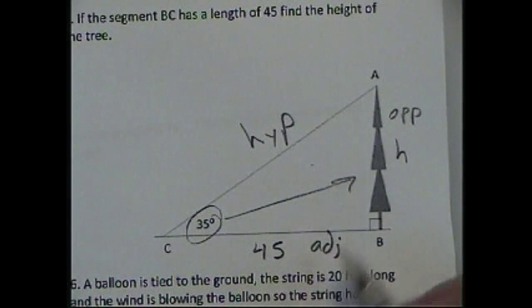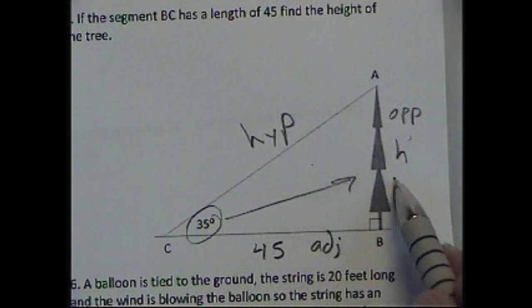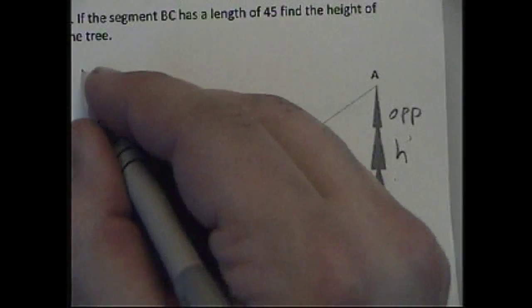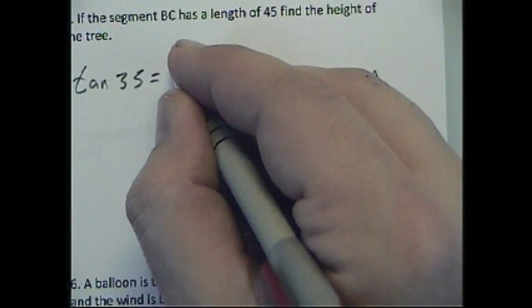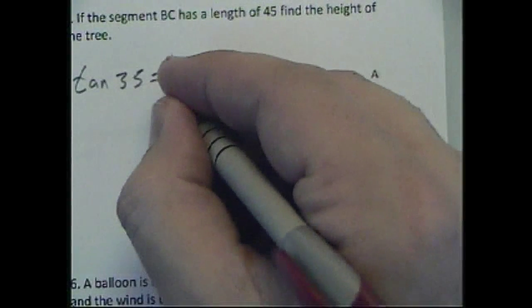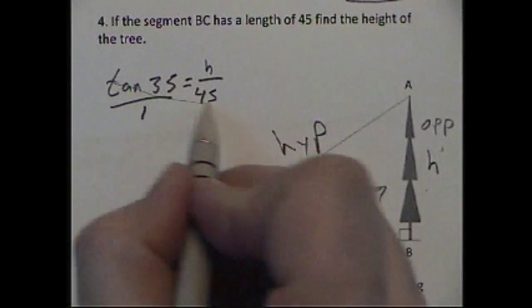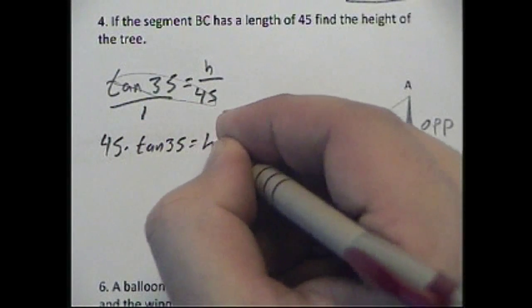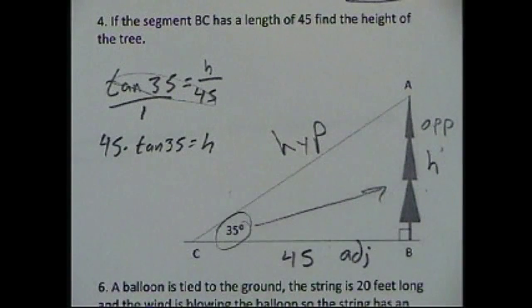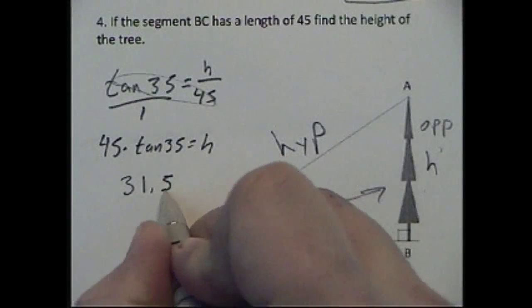And we now need to determine what trig function to use. I know I've got opposite here, and this is my adjacent. I'm looking for opposite. I know adjacent, OA, tangent. The tangent of 35 degrees is equal to the opposite is h over the adjacent side is 45. Put a 1 underneath the tangent so that you can set up your proportion. Cross multiply this way. 45 times the tangent of 35 is equal to h. And now you're just multiplying 45 times the tangent of 35. And that answer is 31.5.